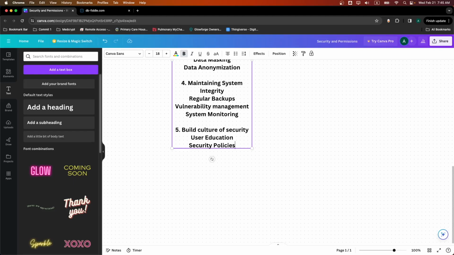Security policies: you should establish clear security policies that define acceptable data handling practices, access controls, and incident response procedures. And then you should have reviews. So you should regularly review and update your security measures to adapt to evolving threats.